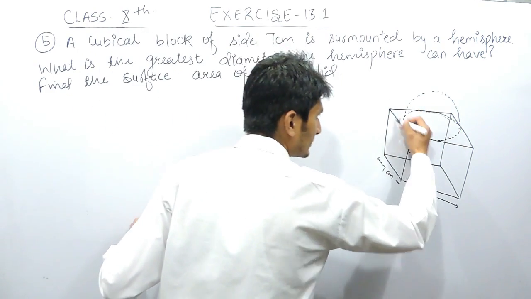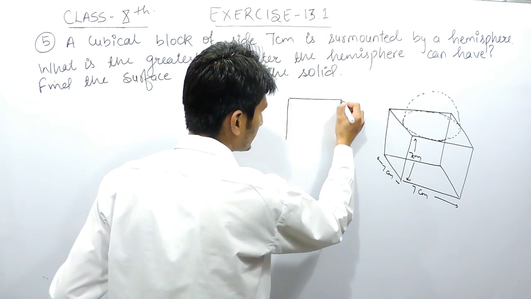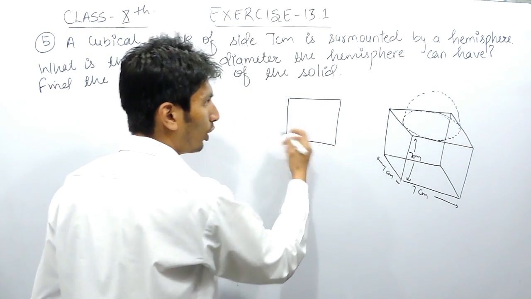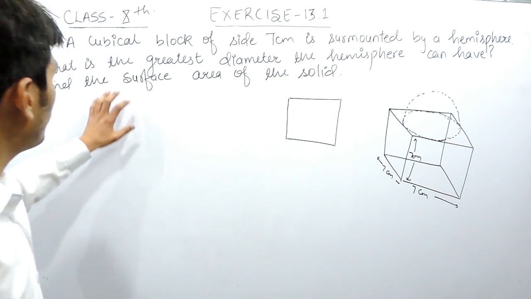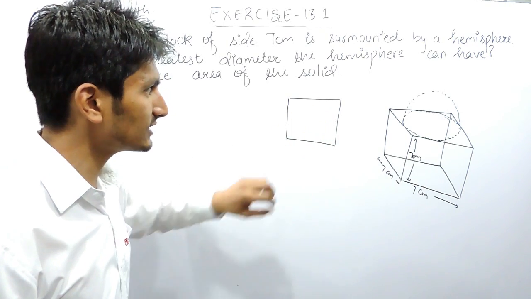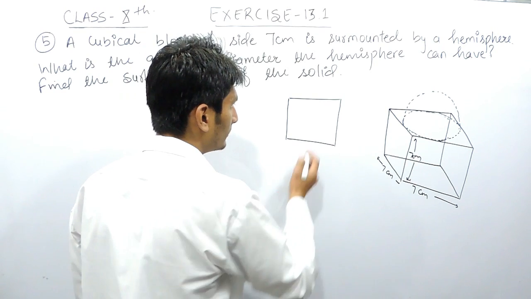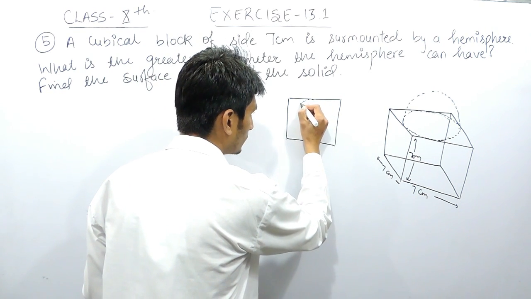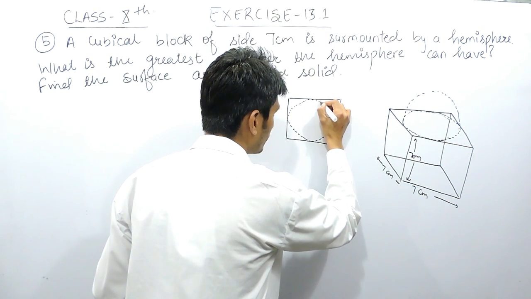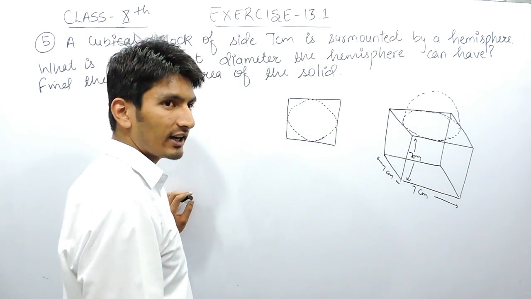Now if I see this face of this cube from the top, it will look like this square. If you have to place a hemisphere on this face, to have the greatest diameter what we need to do is place the hemisphere so that it touches all four sides of this square face.